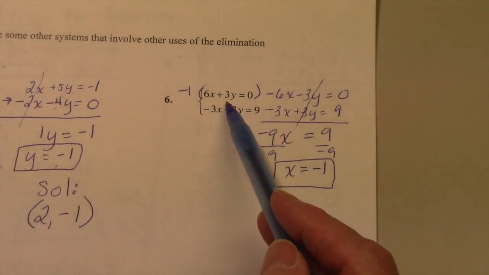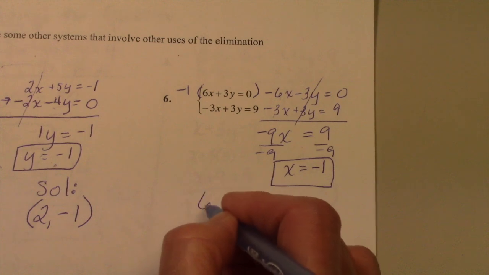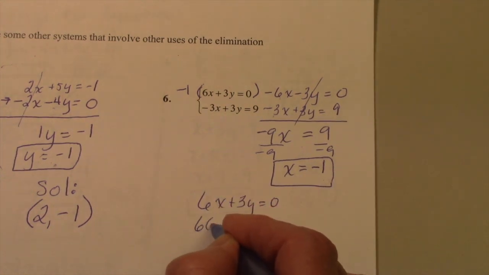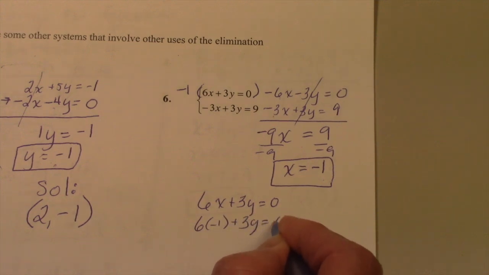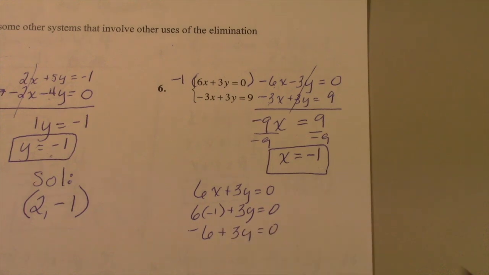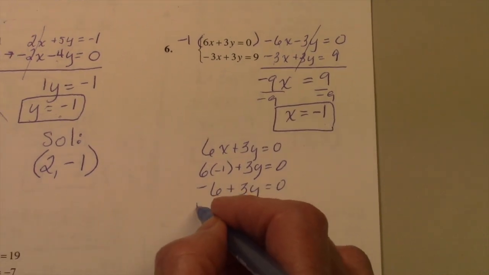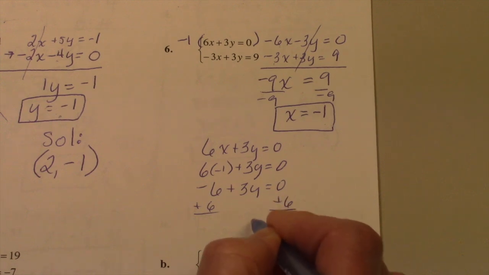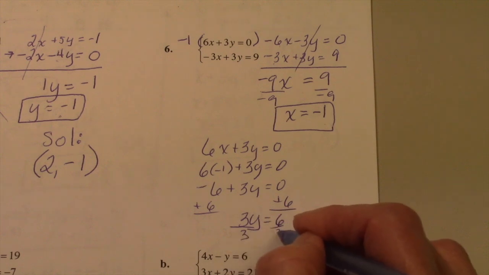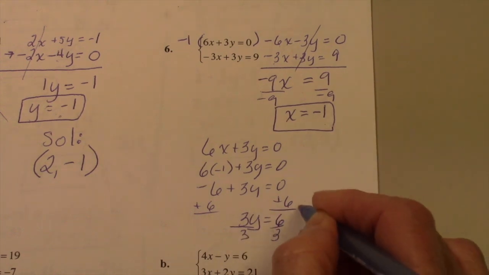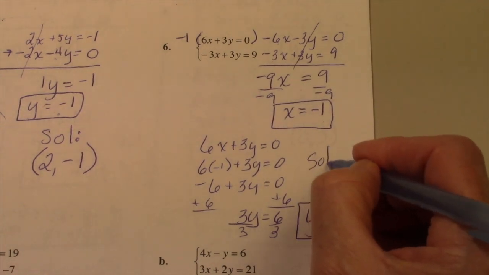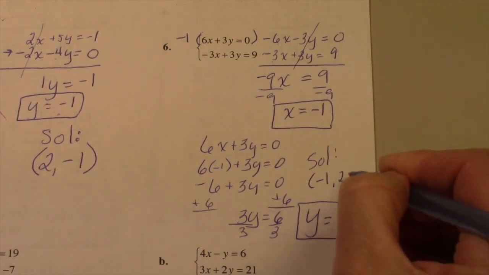If x is negative 1, I'm going to go to the first equation. 6x plus 3y equals 0. Put a negative 1 in there. 6 times negative 1 plus 3y equals 0. Negative 6 plus 3y equals 0. Add 6. Add 6. 3y equals 6. So what's y got to be? Divide by 3. Divide by 3. Y equals 2. So here the solution is negative 1, 2.